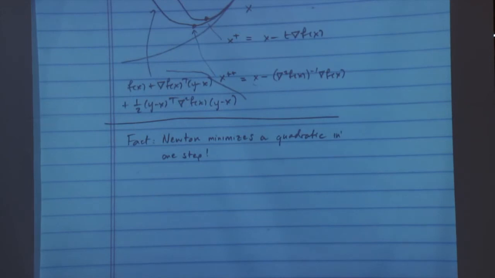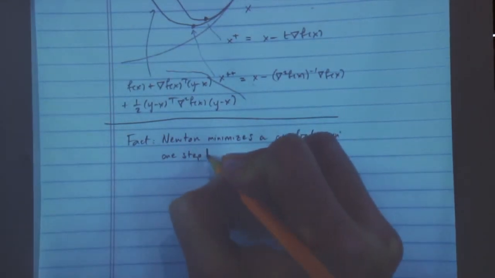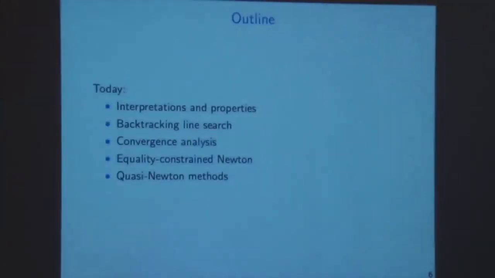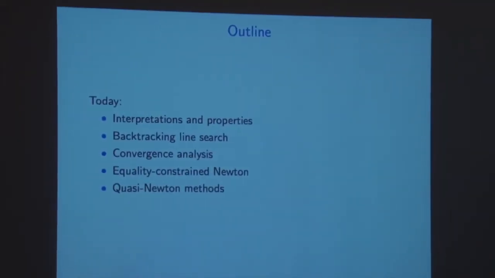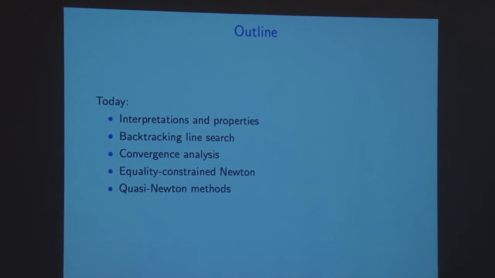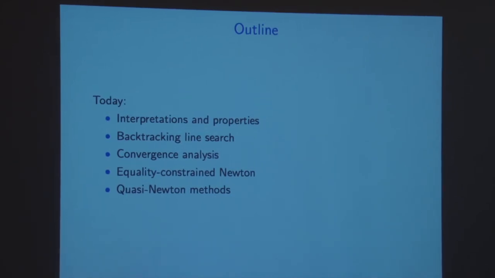Okay, so here's an outline for what we're going to talk about today. We're going to go through some more interpretations and properties of Newton's method. We'll talk about backtracking line search for Newton's method, which is what we usually refer to as Newton's method. And we usually call the one I just showed you the pure Newton method. Then we'll talk about some convergence properties of Newton. We'll talk about a version of Newton with equality constraints. And if we have time, I'd like to get to just a little bit on quasi-Newton methods.